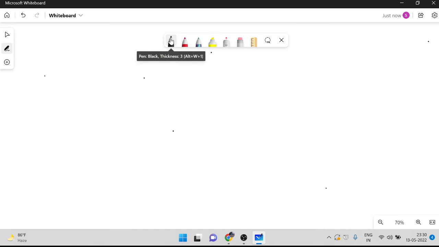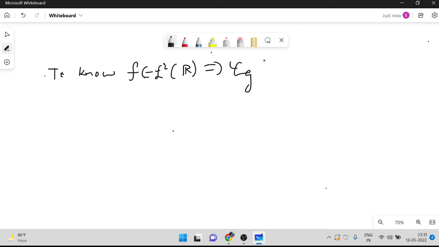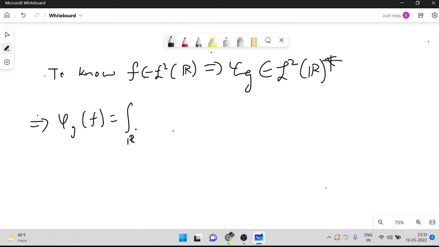So now to know f belonging to L2 of R, you identify with its dual. Phi_g is a functional in the dual space L2 of R star, such that phi_g of f is equal to the integral over R of f g d mu. This is by the Riesz lemma.